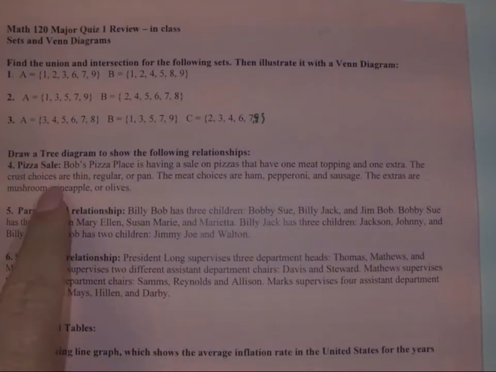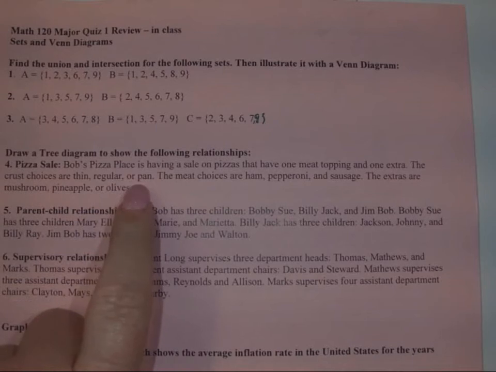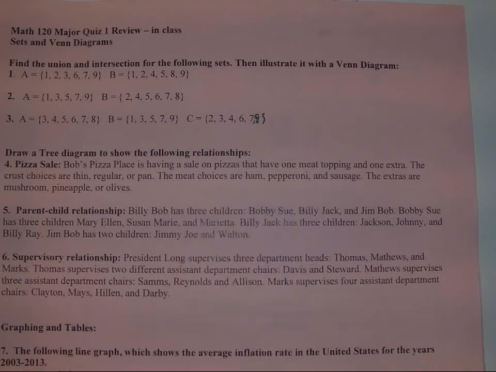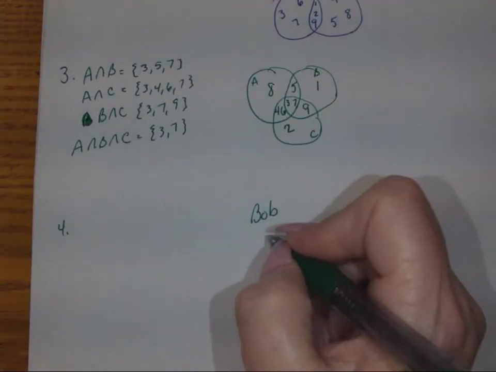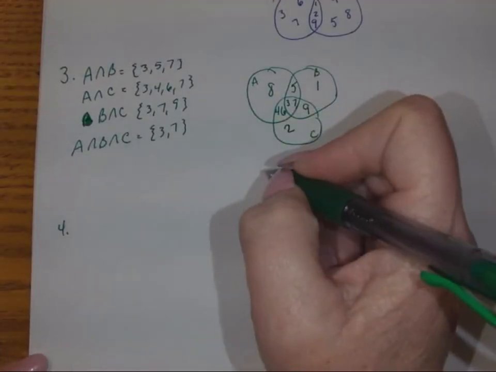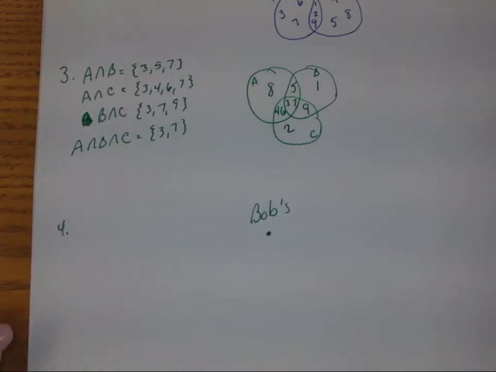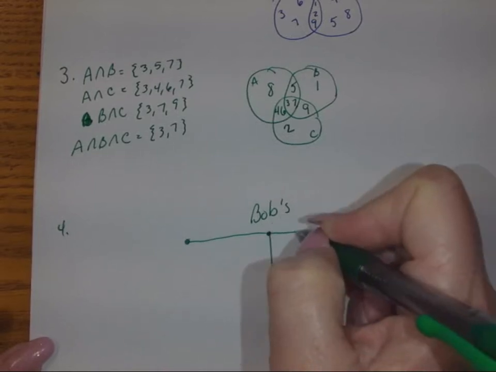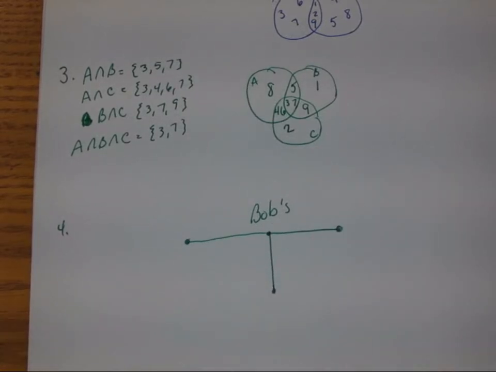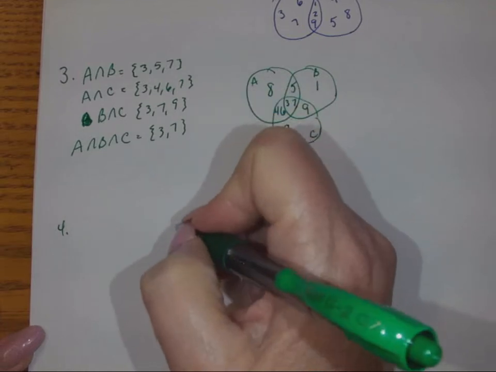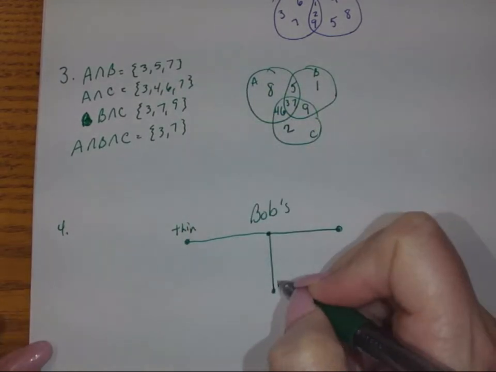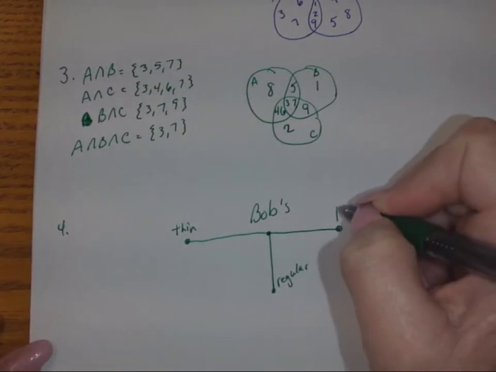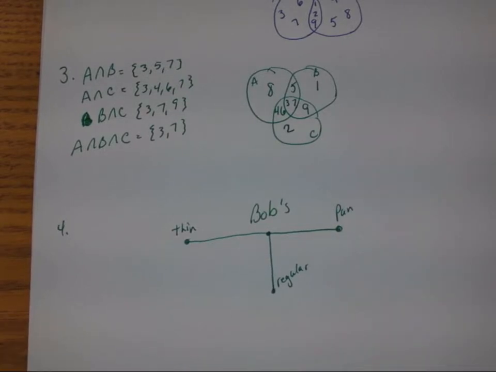So the crust choices are thin, regular, or pan. That means that's the first thing we're going to take off of our tree diagram, and then we'll put the meat choices and then the extras. So the first thing we're doing is we're setting up Bob's. He's having a pizza sale, and he's got 3 crusts. So we're going to put off our 3 crusts. We've got thin, regular, and pan crust. The choices for the meat are ham, pepperoni, and sausage.